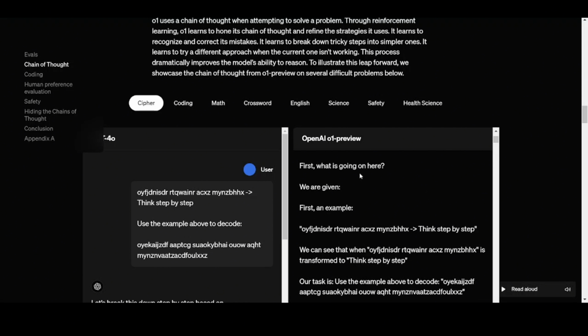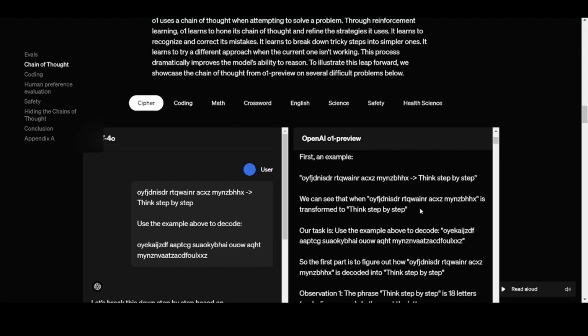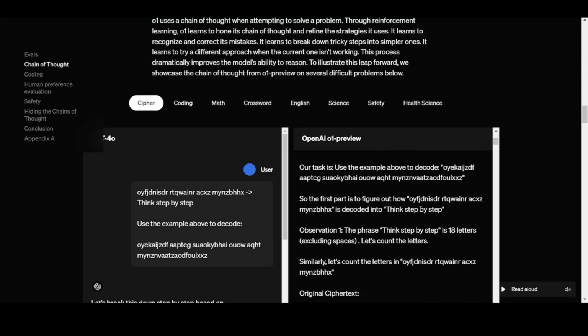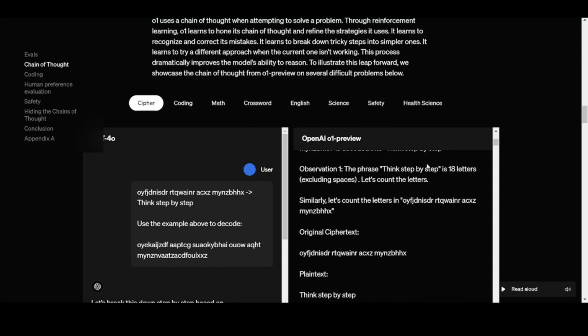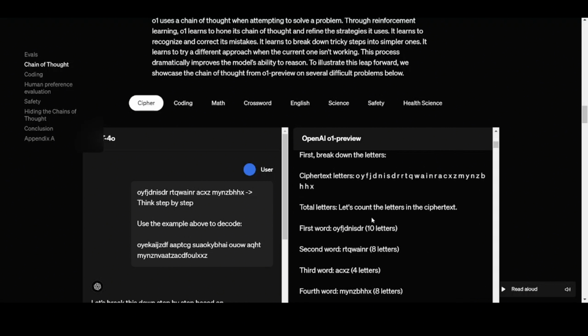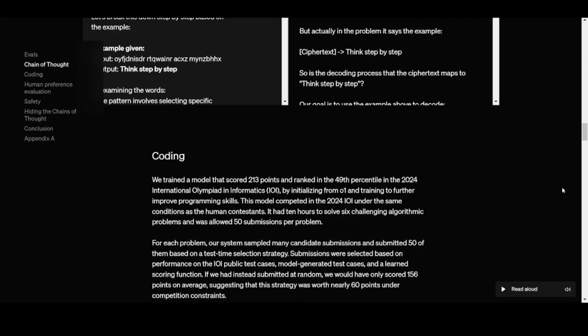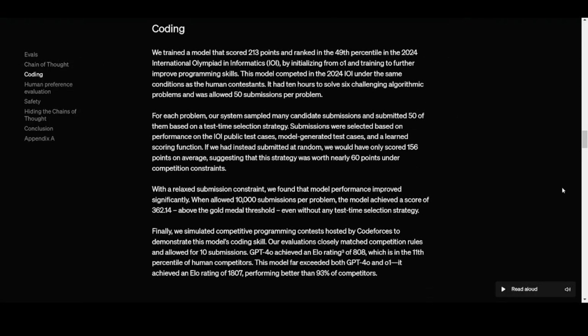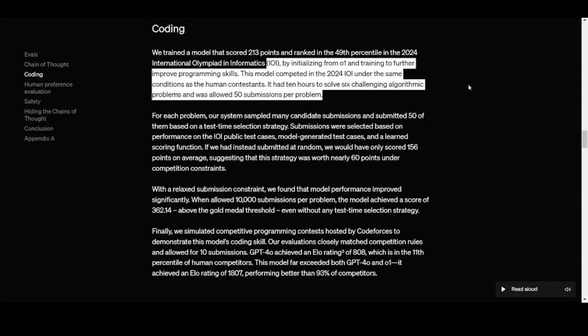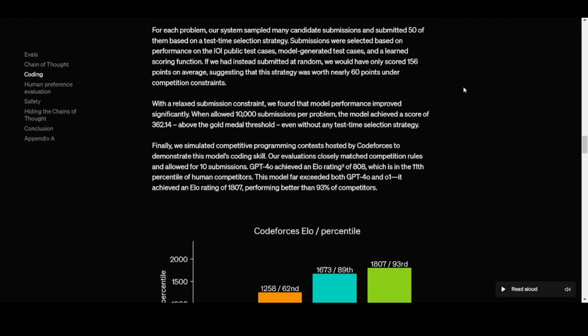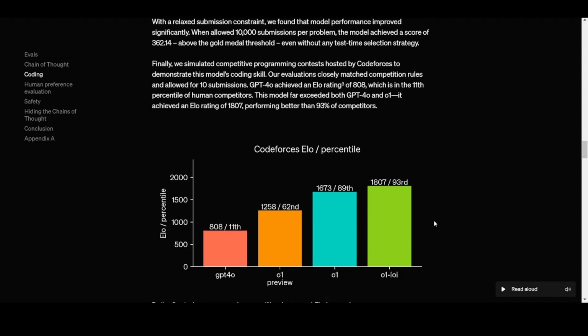COT has been a known technique for a while now, and it was always believed to improve the model's ability because it would reflect on the answer that it is to give and improve on it before answering. The model scored 213 points and ranked in the 49th percentile in the 2024 International Olympiad in Informatics by initializing from O1 and training to further improve programming skills. This model competed in the 2024 IOI under the same conditions as the human contestants. It had 10 hours to solve 6 challenging algorithmic problems and was allowed 50 submissions per problem.